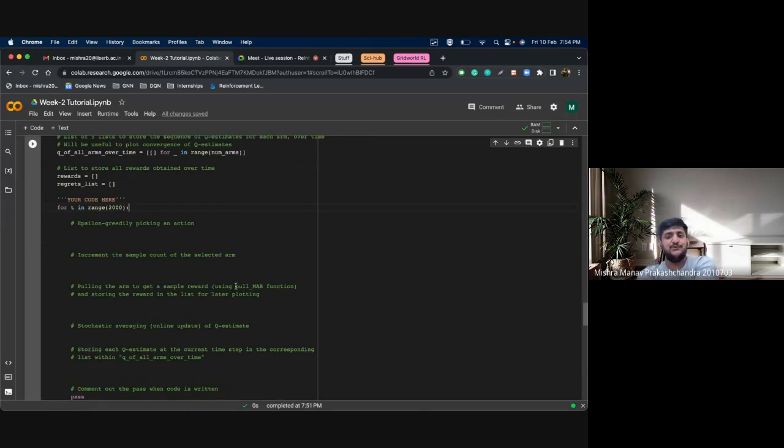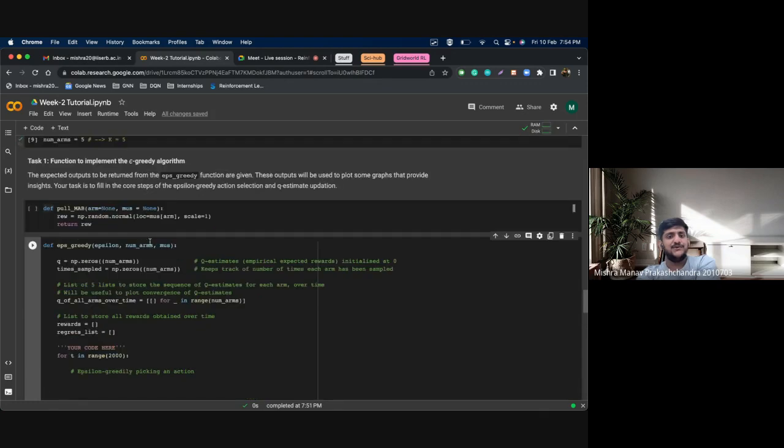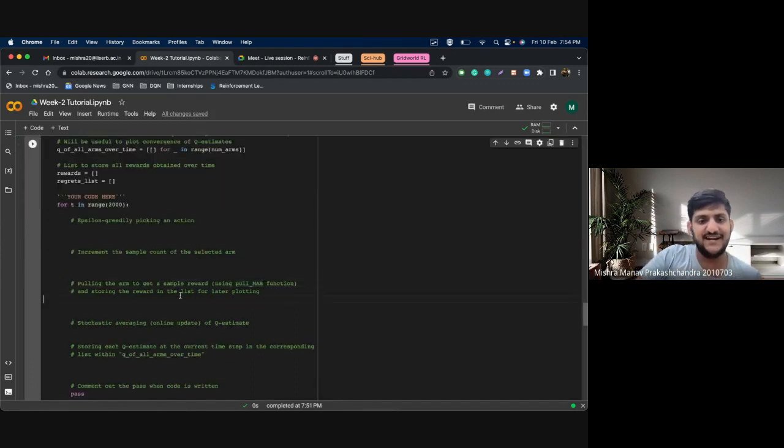So you have a function called pull_MAB. If you put in that arm, you get a reward. So if you put arm 1, you get the corresponding reward. So you implement that, and whatever reward you get, you store it in the list for later plotting. So you store this in the rewards list. And then you do the stochastic averaging. You know stochastic averaging, right? Something that we saw in the first slide itself.